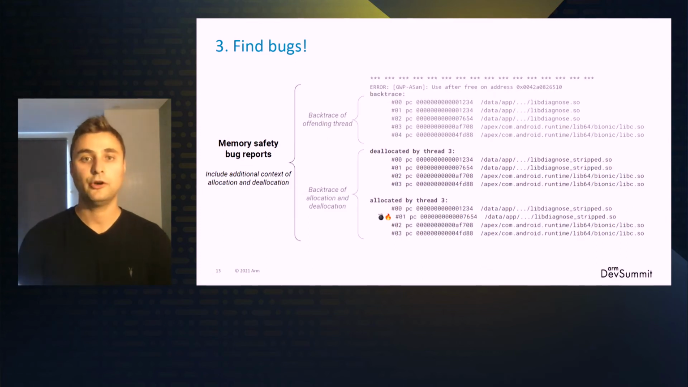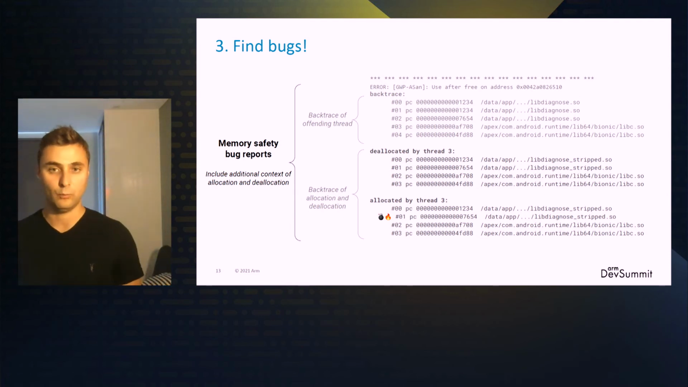Next, I will talk about the bug reports our tools provide. In comparison to the regular bug reports, the memory safety tool bug reports also provide a deallocation and allocation stack trace. This is extremely useful when trying to identify why a bug occurs.